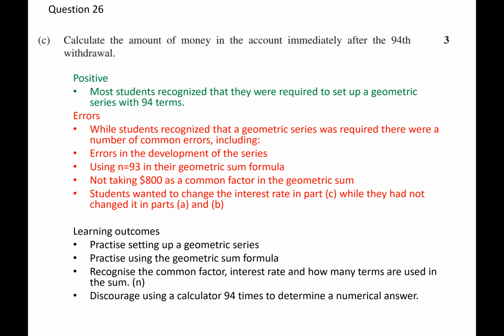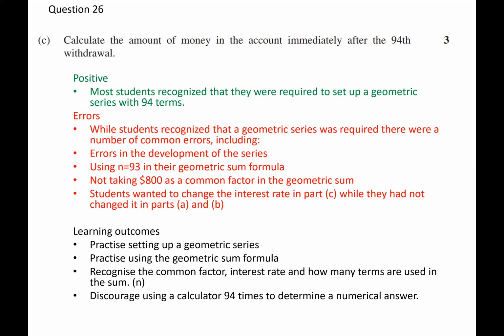Errors in development of that, or the indices, the powers as they went up in that series, and not taking 800 as a common factor when they did the geometric sum. So if you've looked at the solution there, 800 is the common factor sitting outside of that geometric series that we have to sum. Some students used 800 in the geometric series and thought there was a different factor to take out the front there. So again, it's practicing geometric series formulas, the sum of the geometric series, but then transferring those skills to a financial question.